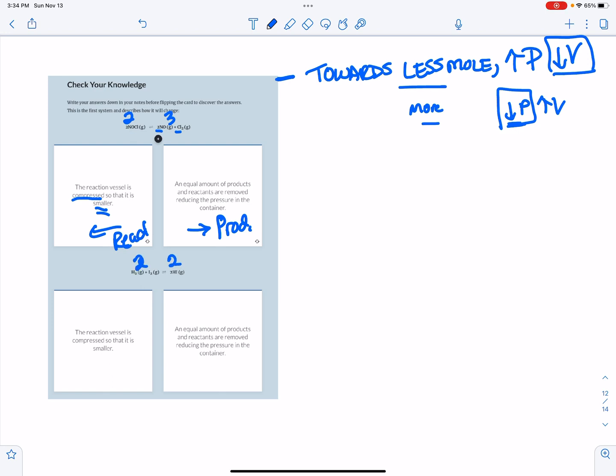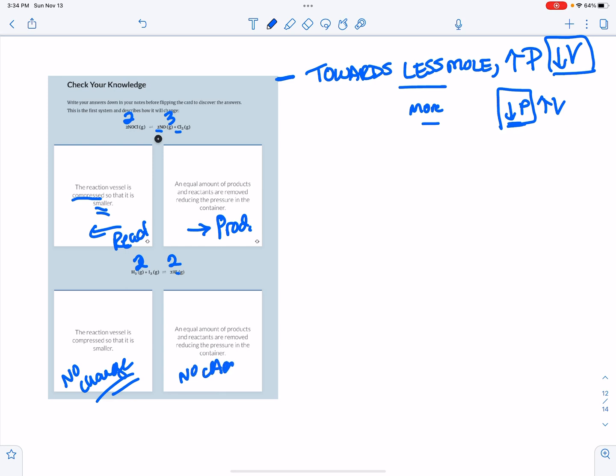Well, this reaction vessel is compressed so that it's smaller, but I don't have a preference for one or the other. So you would say that there's no change, generally speaking. Then over here, equal amounts of product and reactant are removed, reducing the pressure in the container. Again, it would be no change.